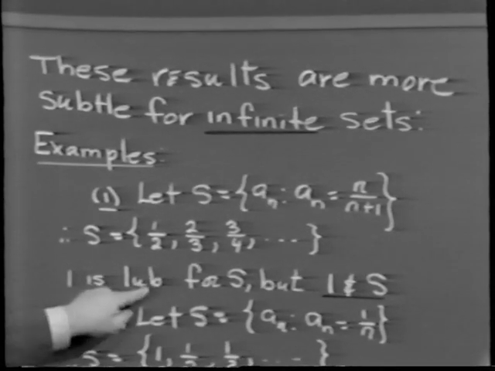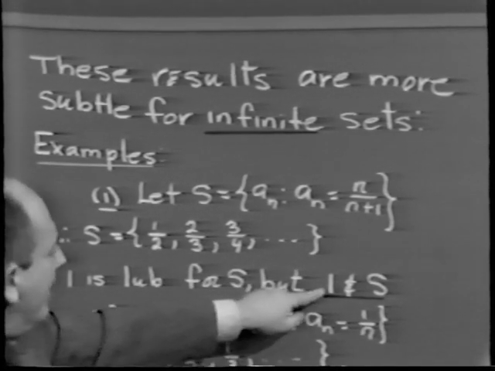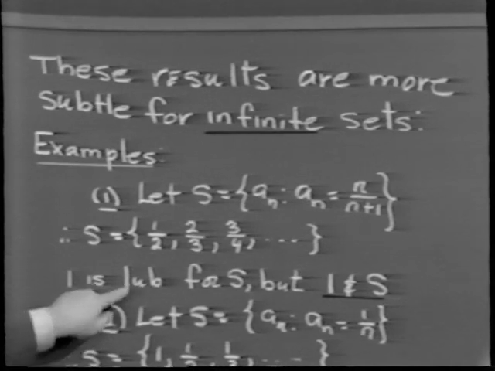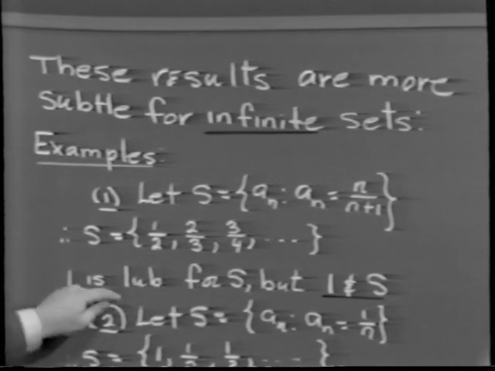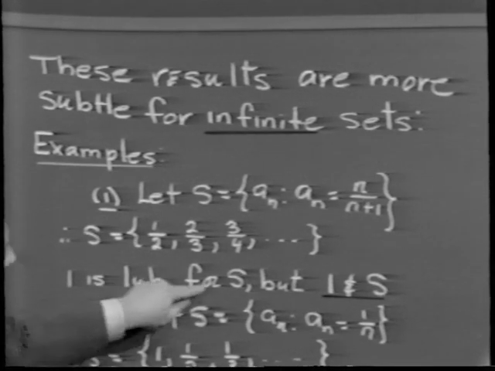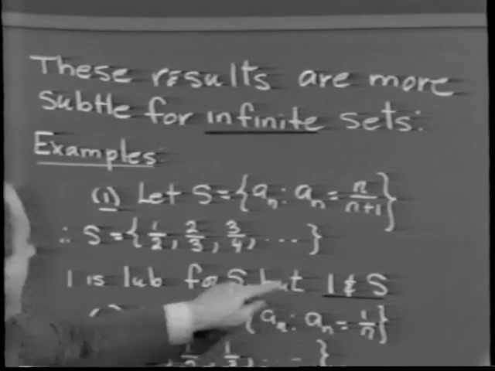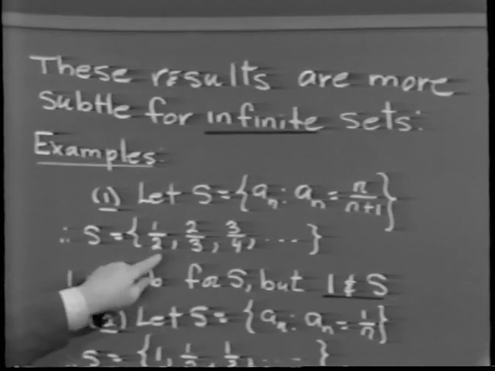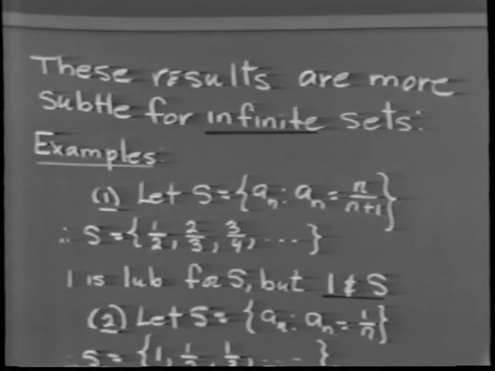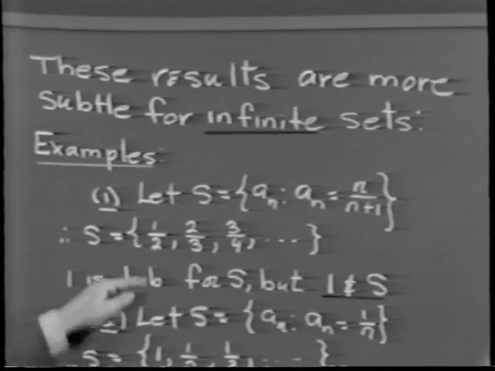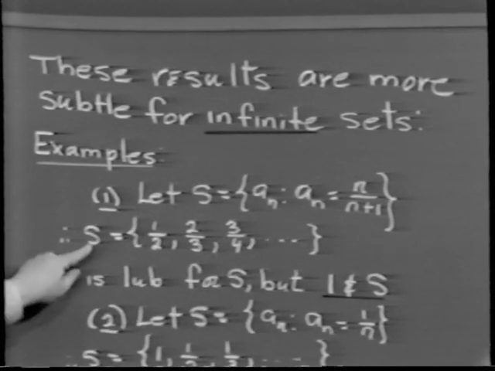In other words, 1 is the least upper bound for S, but observe the interesting case that here, and by the way, notice the abbreviation that we use in our notes, LUB, least upper bound, GLB, greatest lower bound. But 1 is the least upper bound for S, yet the fact remains that the least upper bound is not a member of S itself. In other words, there is no number n such that n over n plus 1 is equal to 1. You see, notice that as these numbers increase, they get bounded by 1, but 1 is not a member of S.